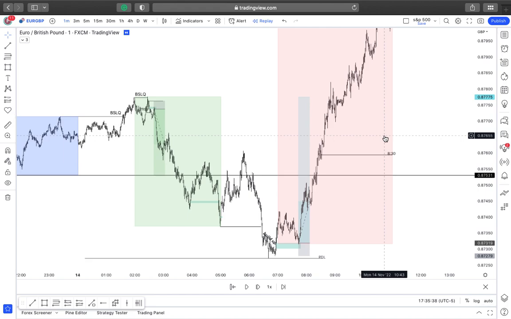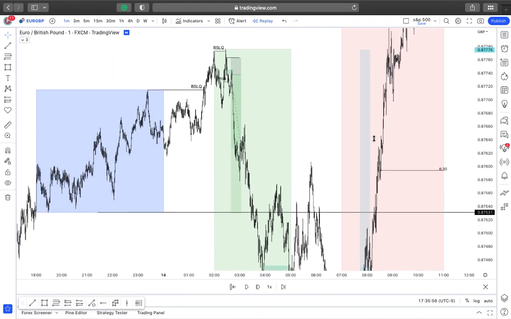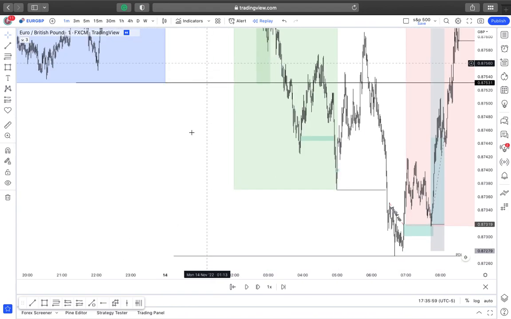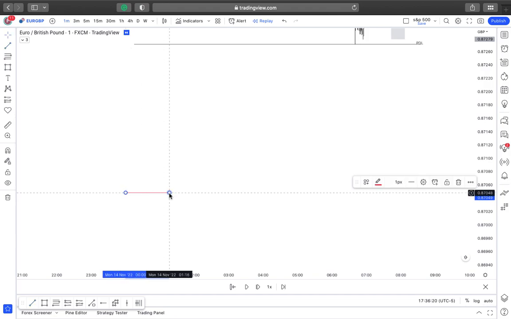The only reason for me teaching this is that it includes every concept from ICT. Instead of doing one video on what power of 3 is: accumulation, manipulation, and distribution. So in this scenario, let me show you what it is. As all of you know, the forex market opens at 00, like this 12. So the market opens over here, you have your accumulation, right?